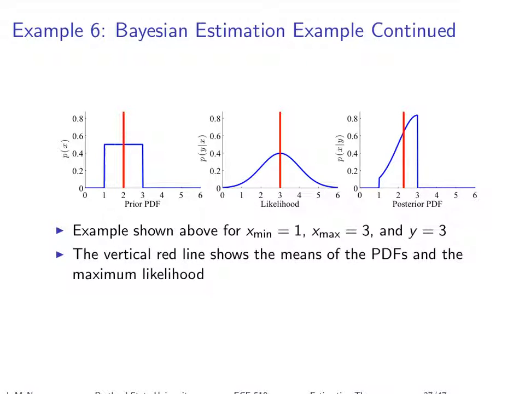Okay. All right. This is really cool, I think. So this is our prior PDF. If you didn't have any information, you're just told x is somewhere between 1 and 3. I said x min is equal to 1 and x max is equal to 3. I pretended that we got a measurement, and that measurement ended up being 3, and I must have chosen a sigma of 1.